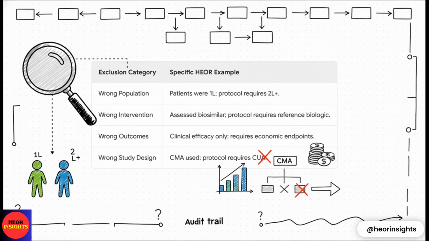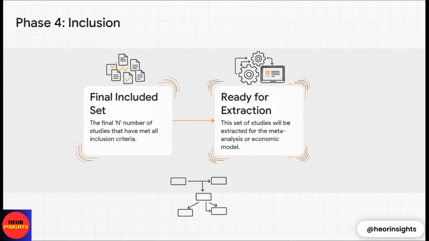So instead of "wrong population," you need to say "patients were first line, our protocol requires second line or later." Instead of "wrong outcomes," be precise. "Study reported clinical efficacy only. Protocol requires economic endpoints." And that brings us to the final phase, Phase 4, inclusion. This is your final set of studies, the ones that made it through every single filter. This final count, your N number, is the evidence base you'll actually use for data extraction and for whatever analysis comes next, whether that's a meta-analysis or an economic model.